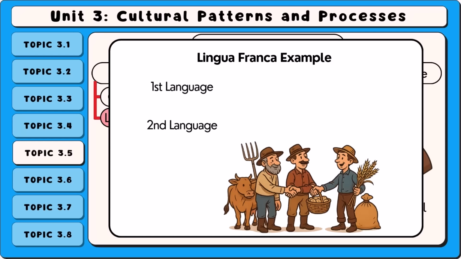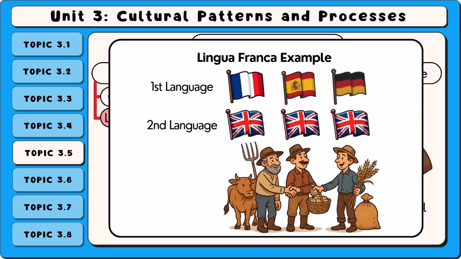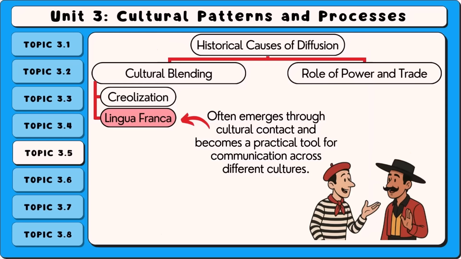For example, imagine French, Spanish, and German traders met at a trading post. Each of them has their own first language that the other traders don't understand. Fortunately, they all speak English as a second language, so they communicate with each other in English. In this scenario, English is the lingua franca. Other examples include Swahili in East Africa and Arabic in parts of the Middle East and North Africa. A lingua franca often emerges through cultural contact and becomes a practical tool for communication across different cultures.